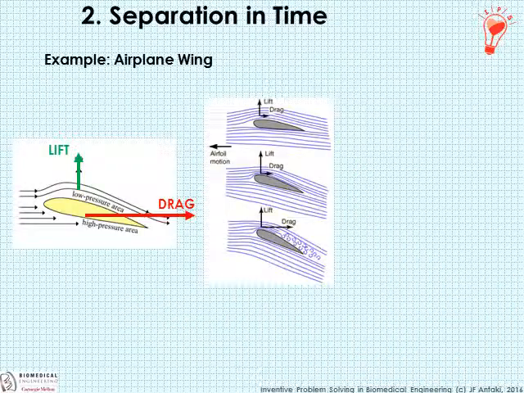Here's an example of separation in time, looking at an airplane wing. You may remember that a wing is shaped in a certain way so as to create a low pressure area and a high pressure area. And that creates lift, which is a good thing. But it also creates drag, which is a bad thing. Depending on the shape of what's called the camber line, the shape of the airfoil, and the angle of attack, you can alter the amount of lift and drag. So you see in this central image, the steeper the angle of attack, the more lift, but also the more drag.